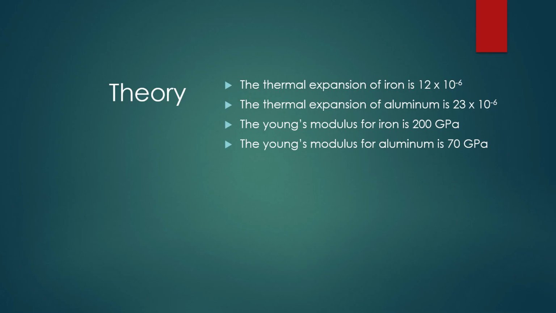Alright, so next we have our theory, and these on this page are just constants, so it's quite simple. The thermal expansion for iron is 12 times 10 to the negative 6, and the thermal expansion for aluminum is 23 times 10 to the negative 6. The Young's modulus for iron is 200 GPa, and the Young's modulus for aluminum is 70 GPa. So these are just known constants.